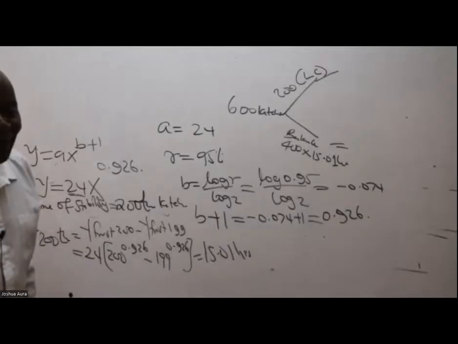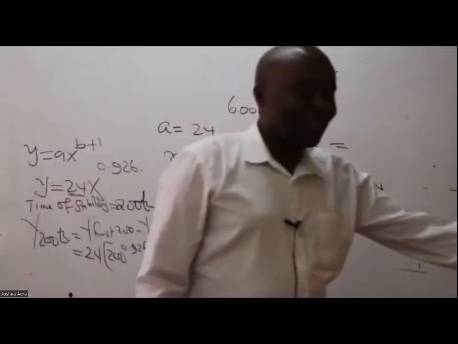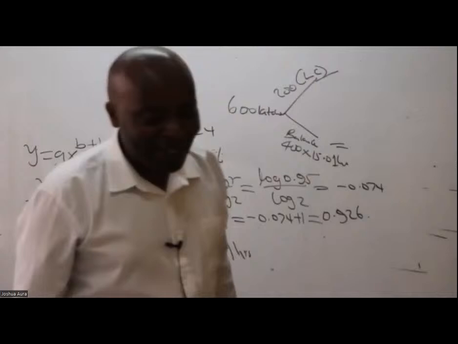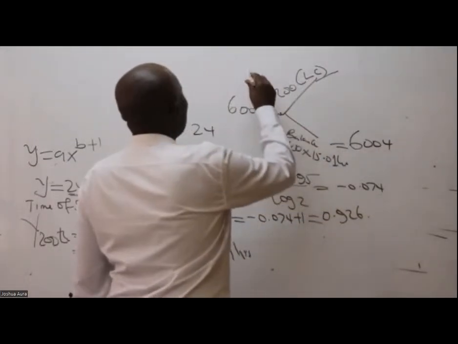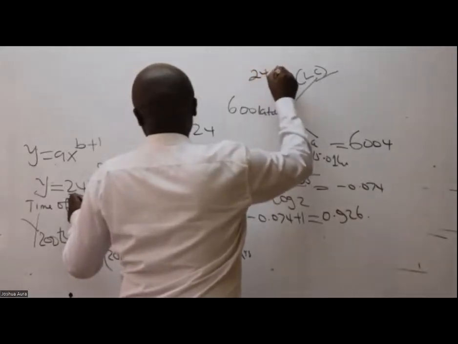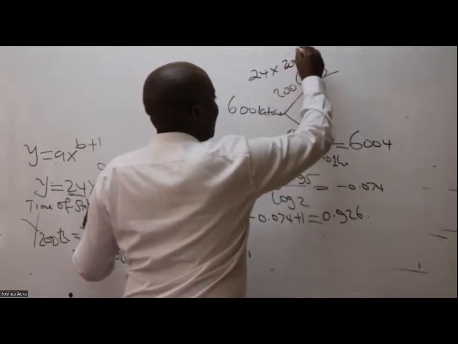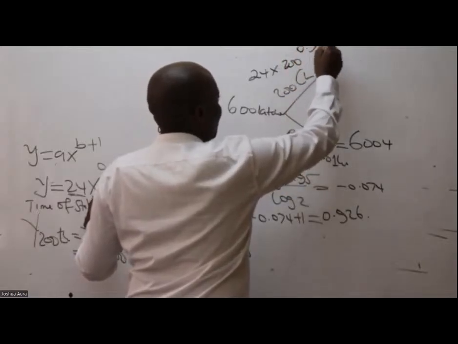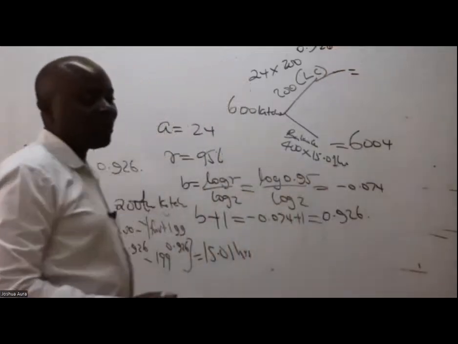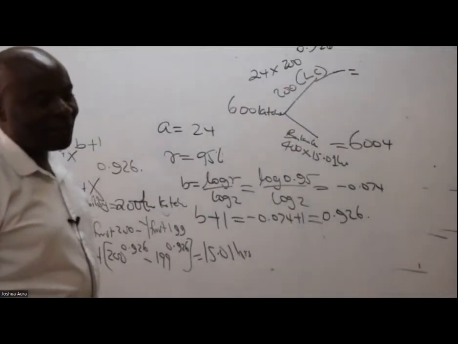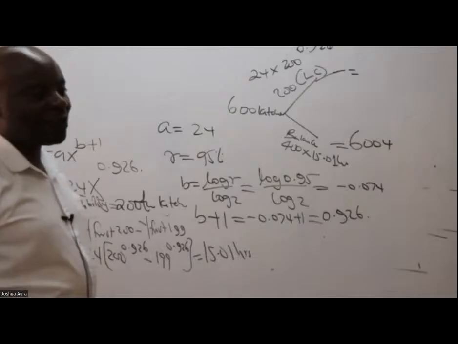Please hurry up. Our next class has started actually. Give me the figure quickly. You say it is 6004, right? 6004. How about these two? Here use the learning curve. The learning curve is 24 times x, where x is 200, 200 raised to 0.926. What will it come to? Quickly, we are late. 24 times 200.